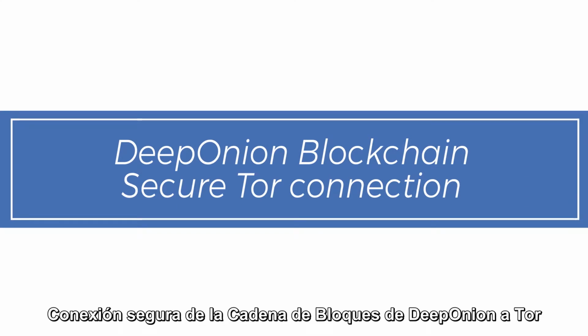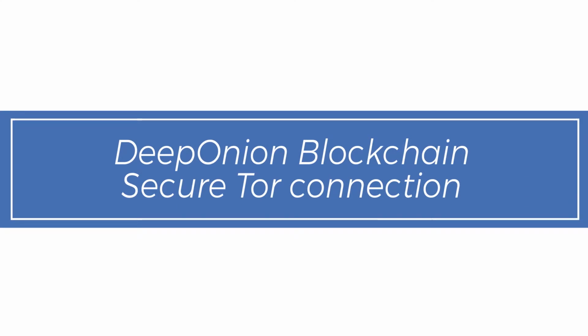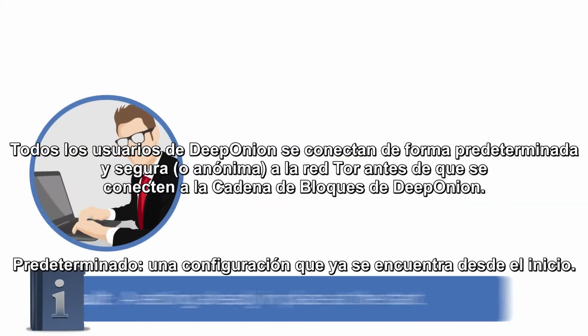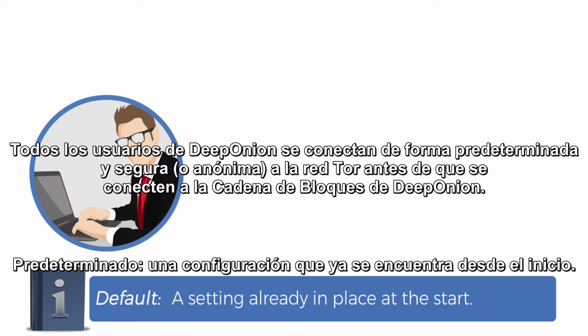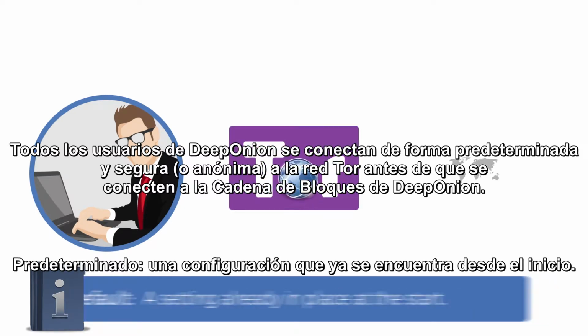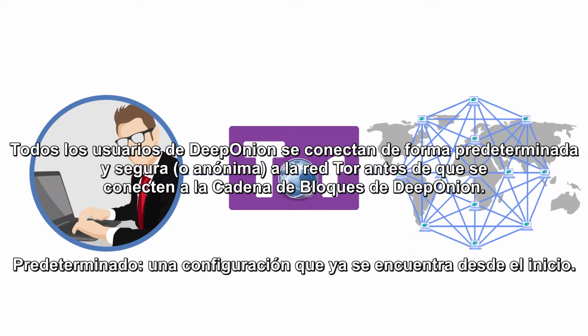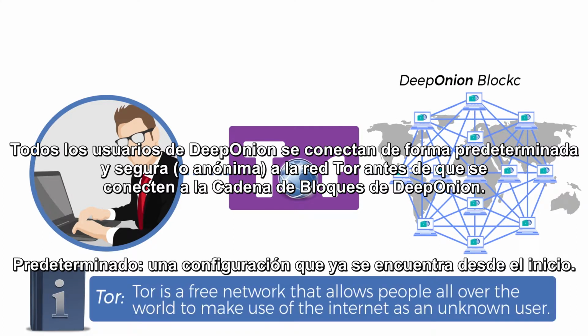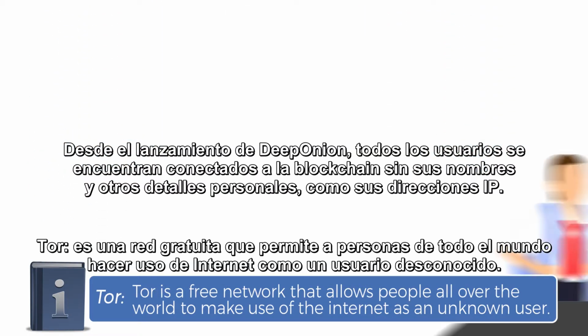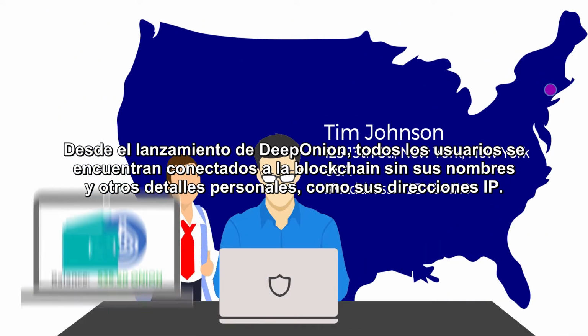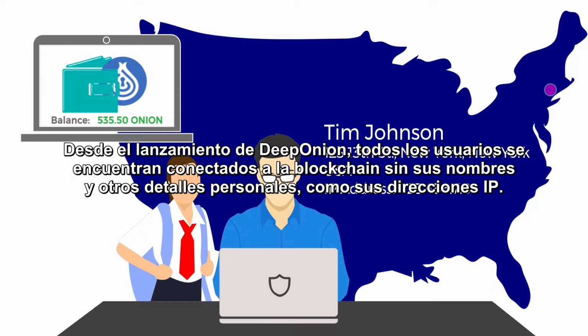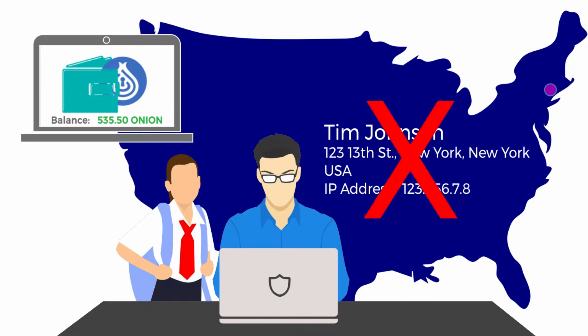DeepOnion blockchain, secure Tor connection. By default, all DeepOnion users securely or anonymously connect to the anonymous Tor network first before they are connected to the DeepOnion blockchain. Since the launch of DeepOnion, all users connected to the DeepOnion blockchain without their name and other personal details, like their IP addresses.